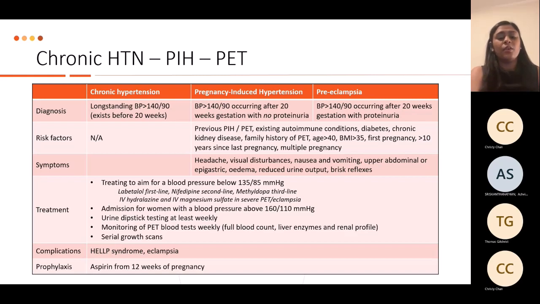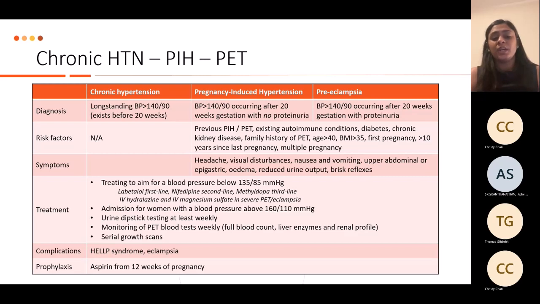reflexes. The whole point of it, regardless of what type of blood pressure issue it is, is to try and aim for a blood pressure less than 135 over 85. And as we spoke about before, labetalol is generally used as the first line. Nifedipine would then be your second line, and methyldopa would be your third line.